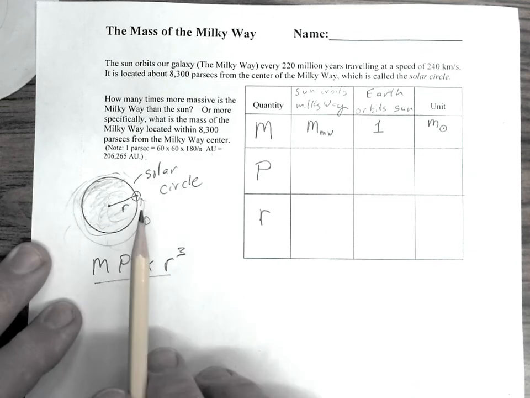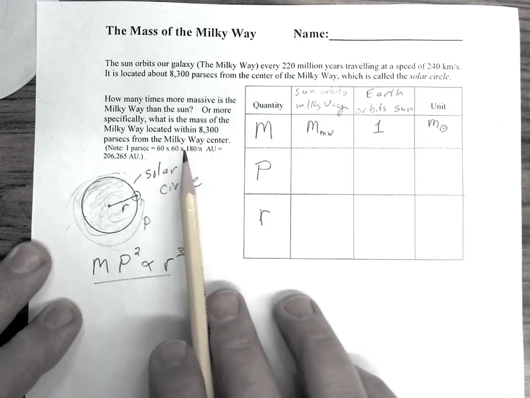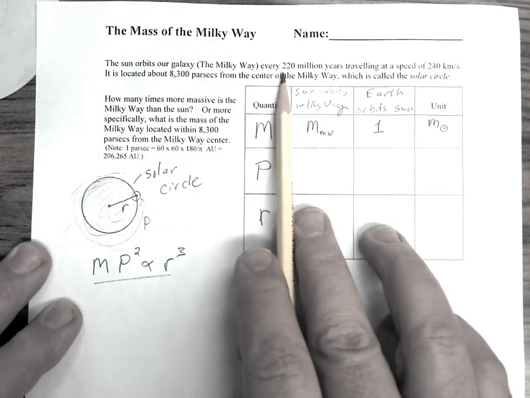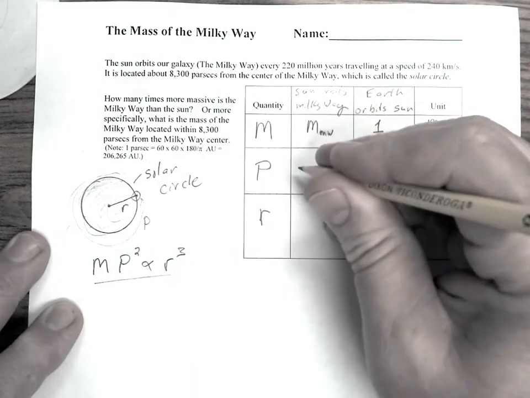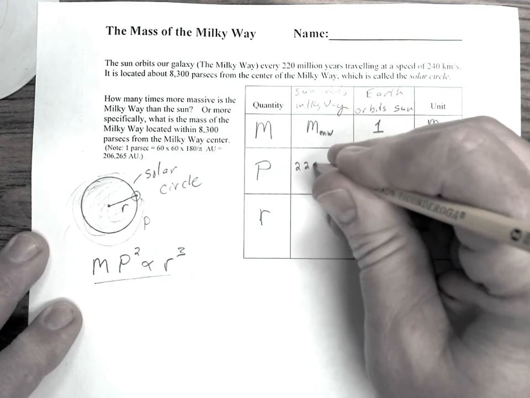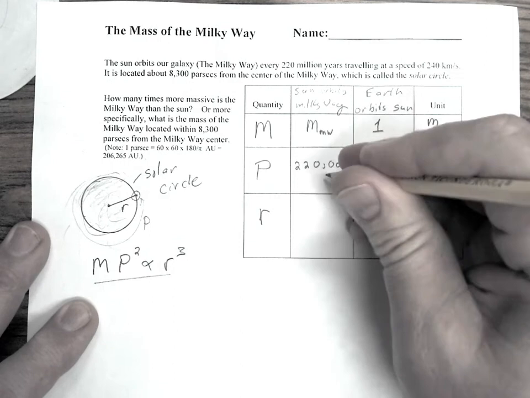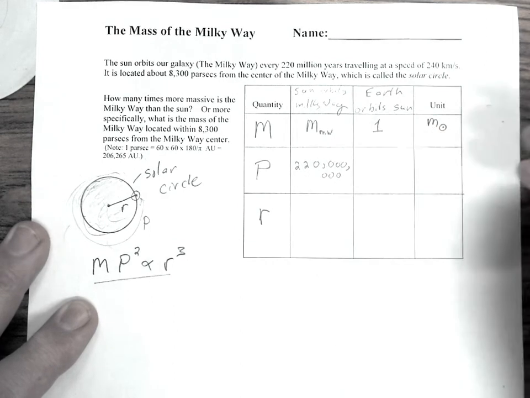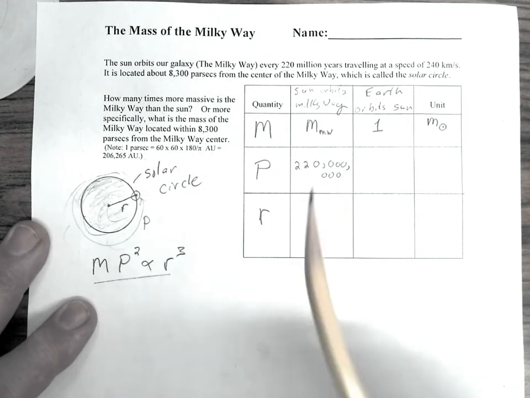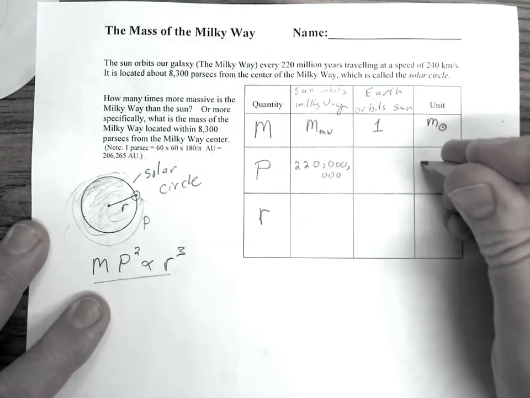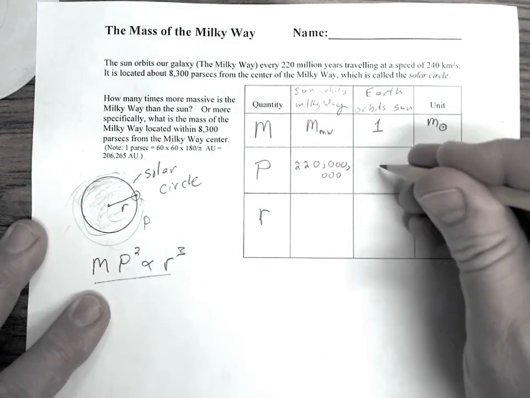Now, let's consider how long it takes for the Sun to go around the Milky Way. In the problem statement, it said that it took 220 million years for it to go around. So I'm going to put 220 million here. 220. Now million is 6 zeros: 1, 2, 3, 4, 5, 6. Or you could say 220 times 10 to the 6th, or 2.2 times 10 to the 8th. Now that is in years. And it takes the Earth 1 year to go around, so we can put a 1 here.